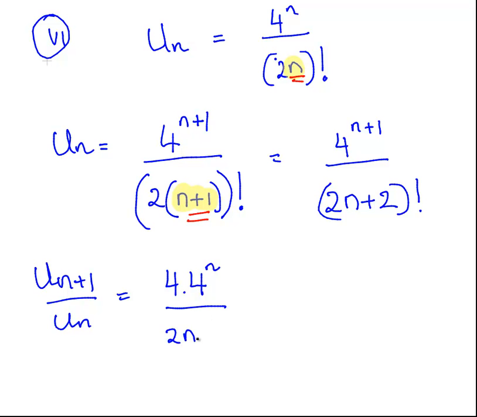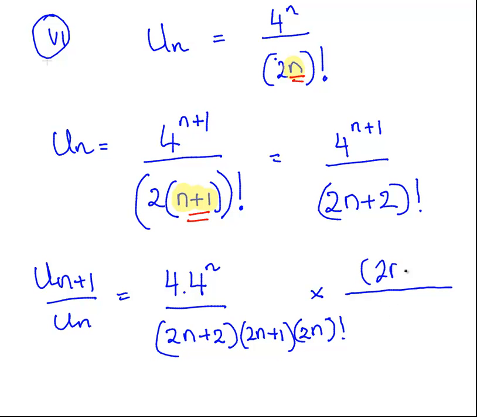Over (2n+2) times (2n+1) times 2n factorial. Okay, so this is the sort of sequence, a countdown: (2n+2) times (2n+1) times 2n factorial. Let's multiply that by the inverse of u of n. So this is 2n factorial over 4 to the power of n.